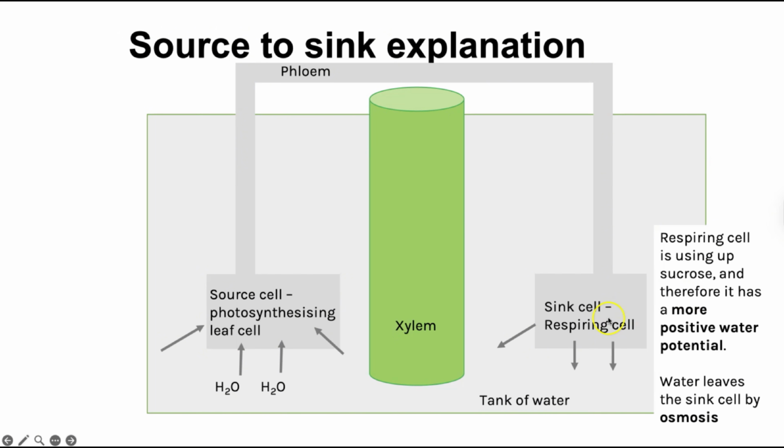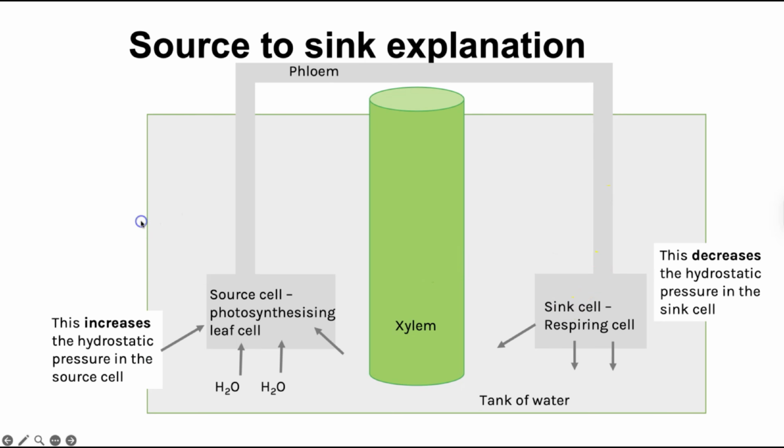At the sink cell, because lots of respiration is occurring, that's going to be using up sucrose, and that means you will now have a more positive water potential or less negative. So water will actually move from the phloem in this region back into the xylem, and that will decrease the pressure.